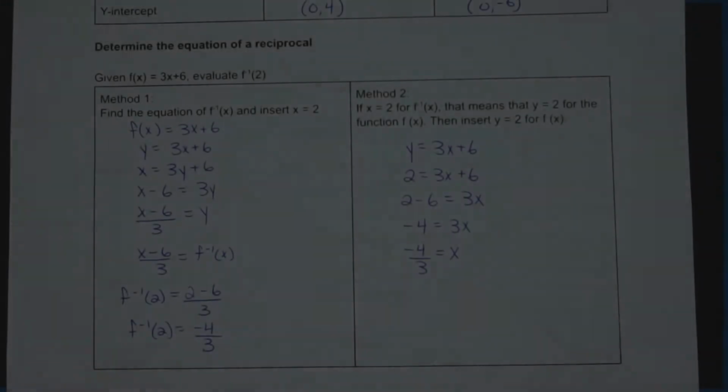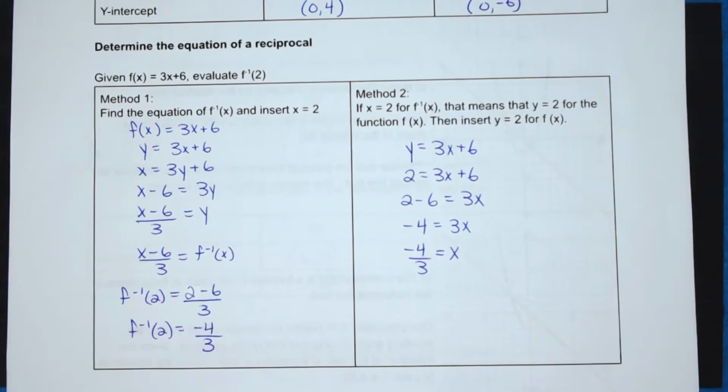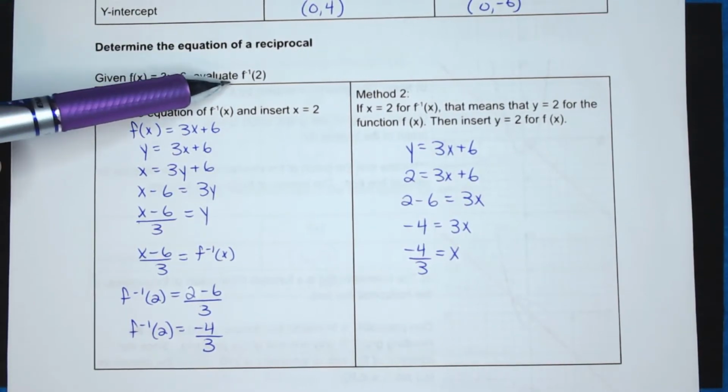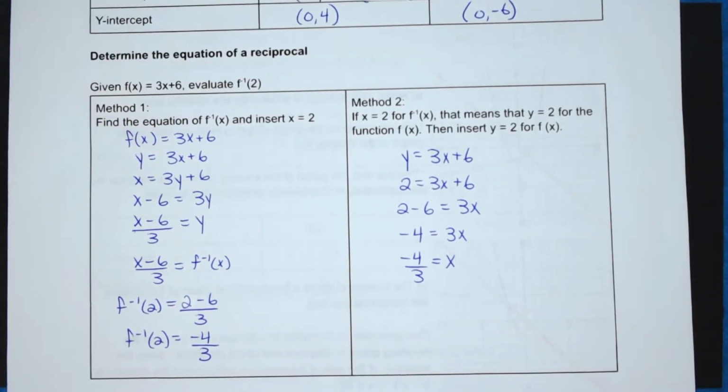Another task that you might have to complete in this section is determining the equation of a reciprocal. So if we start with this original formula, given f of x is equal to 3x plus 6, evaluate f to the -1 of 2. And we need to first determine what the equation for the inverse relation is. And to do that, there's two different methods. You can either work by moving the letters around first, or you can work by inserting the value in y and solving for x. Whichever one you're more comfortable with is perfectly fine. I prefer method 1, but both are valid and correct.